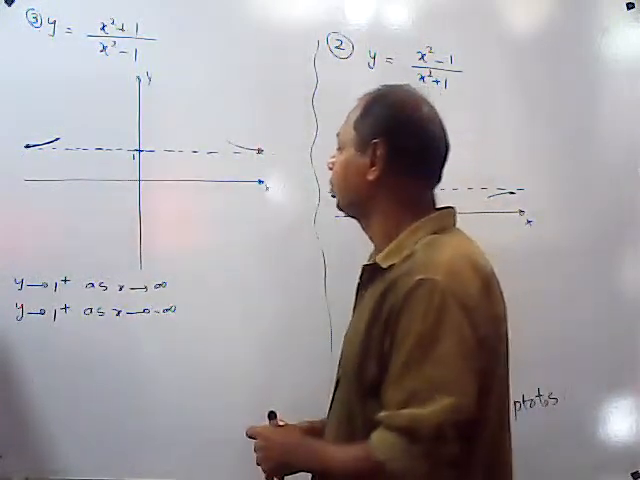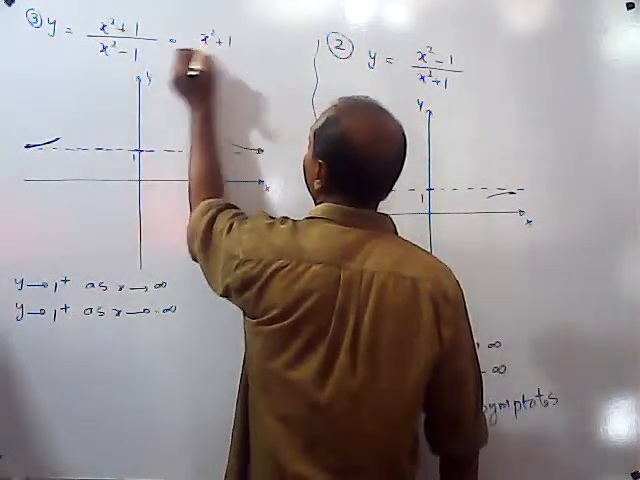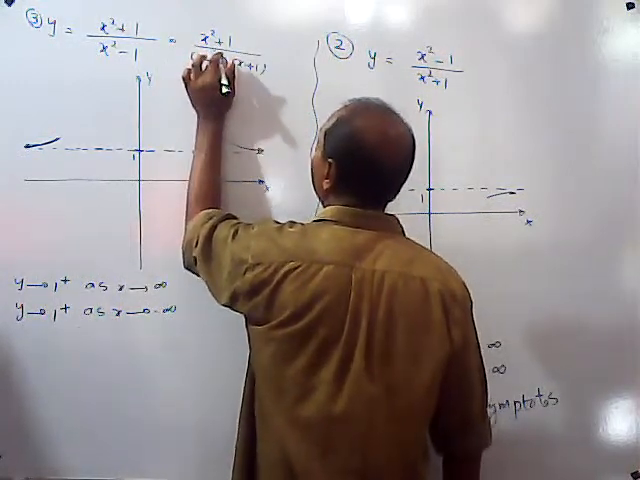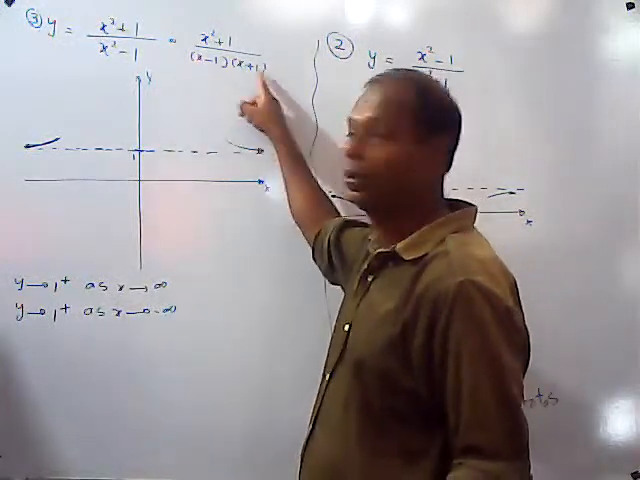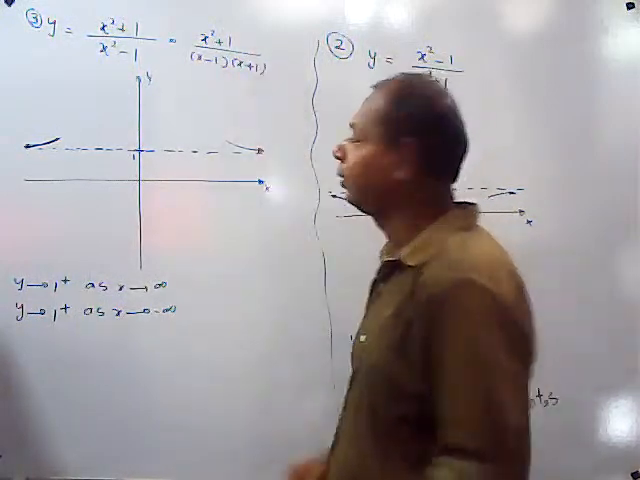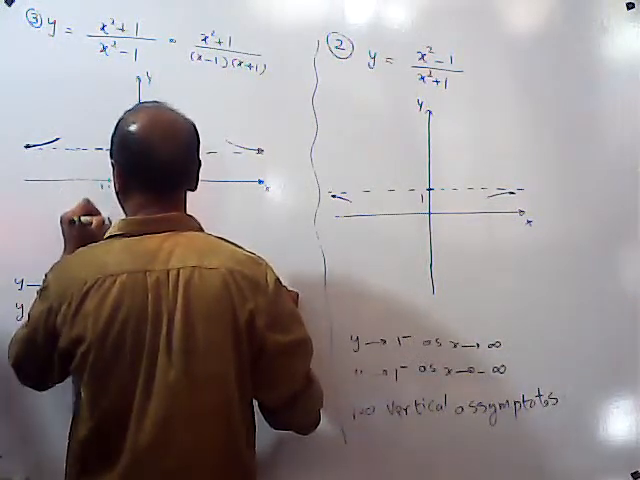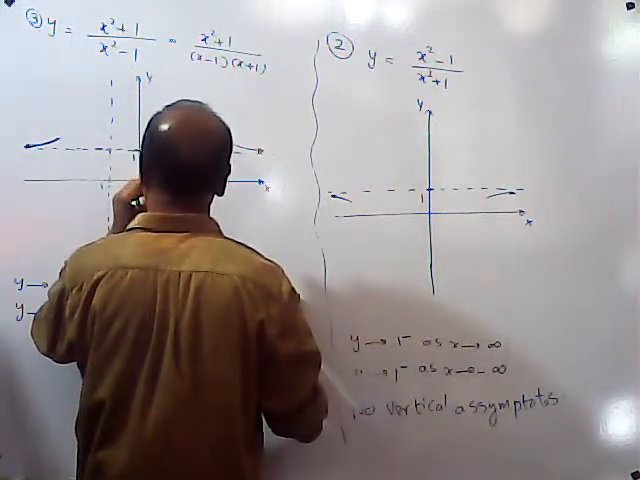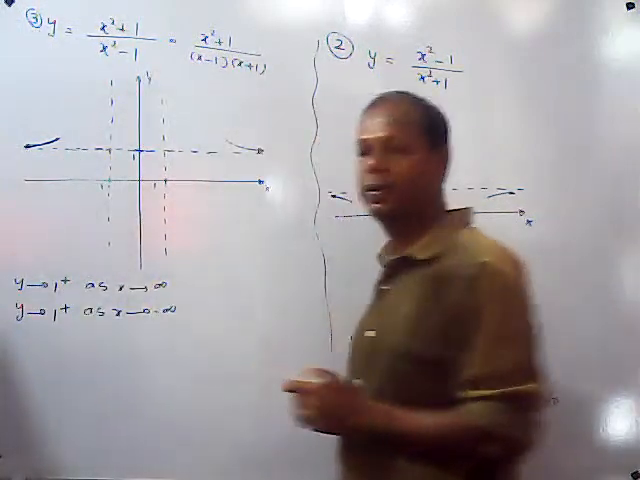Then coming to vertical asymptotes. To find vertical asymptotes, you will have to write the denominator in factors: x minus 1, x plus 1. Now you can see that there are two vertical asymptotes, x equals 1 and x equals minus 1, right?